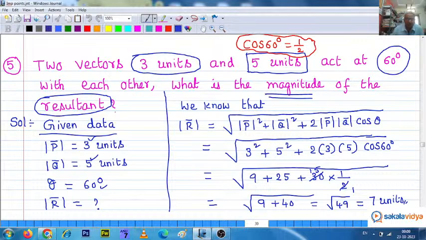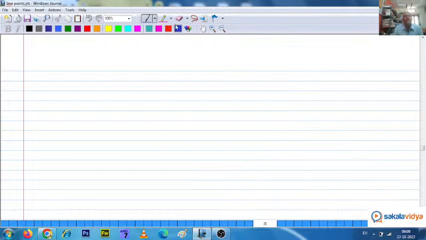Welcome to our chapter, elements of vectors. We have been discussing numerical problems on elements of vectors. So far we have completed 5 problems. The next problem we are going to discuss, I hope everybody is ready. So directly, without wasting our time, let us move to the next problem, that is the sixth problem.